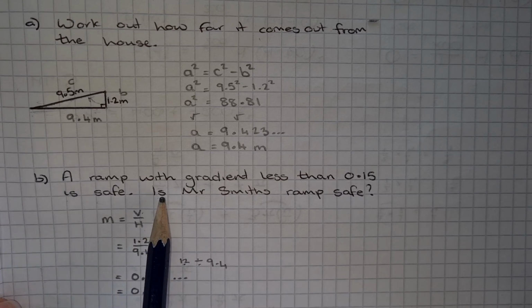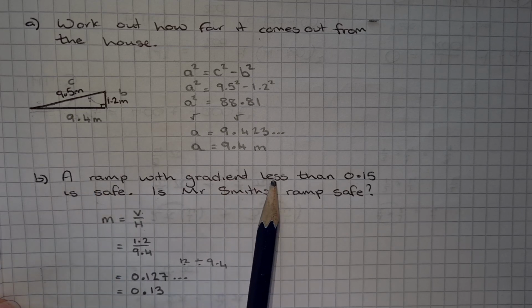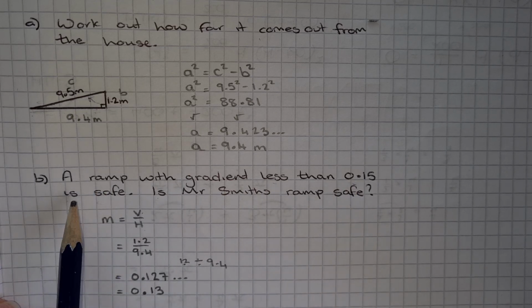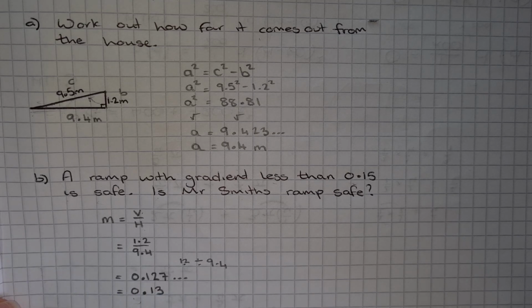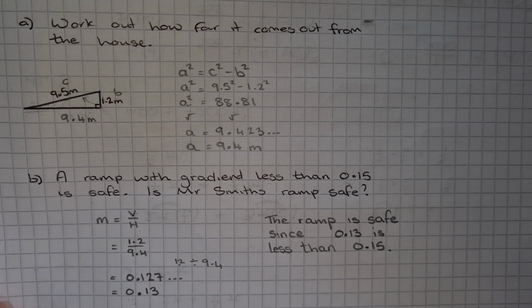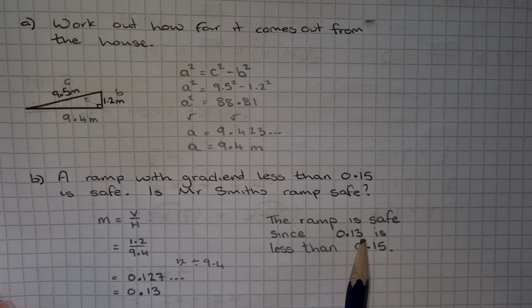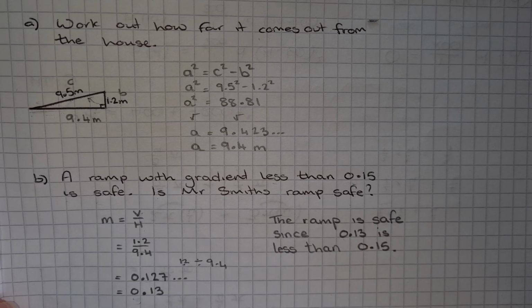Now we've been asked, is Mr. Smith's ramp safe? And it says if the gradient is less than 0.15, it's safe. Our gradient is less than 0.15, so it is safe. So you would write a sentence explaining why it's safe. So the ramp is safe since 0.13 is less than 0.15.